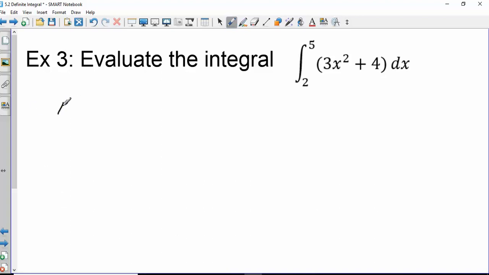So if I'm going to change it to summation form, we need our change in x. How do we get the change in x? Five minus 2 over n, so that's 3 over n. x sub i is your starting point, which we started at 2, plus the change in x times i.